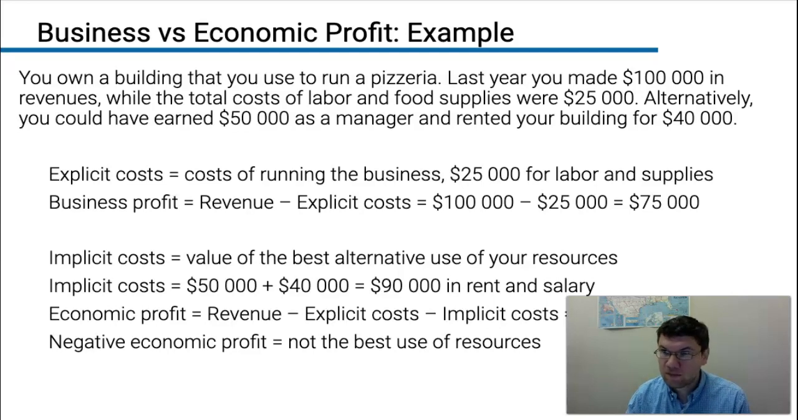We will run into examples where a business's economic profit is going to be zero. That simply means that the next best alternative for the business will earn exactly as much as the business is currently earning. Whereas a positive economic profit would mean that what you're earning as a business is better than your next best alternative.